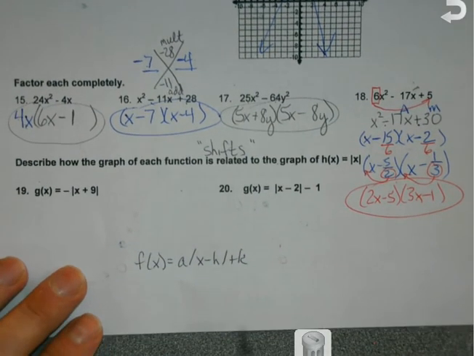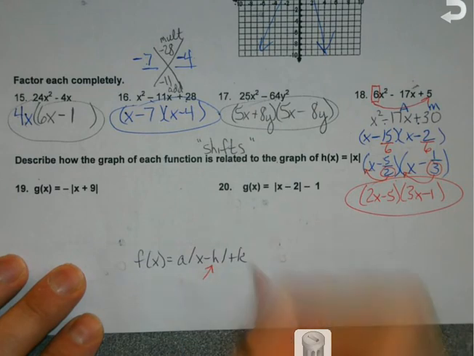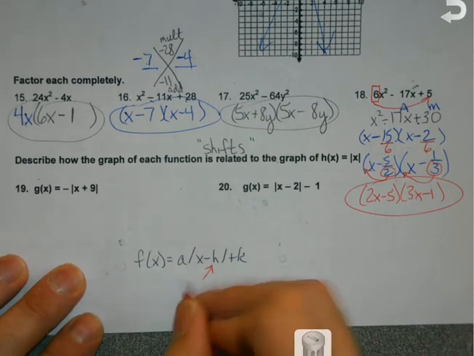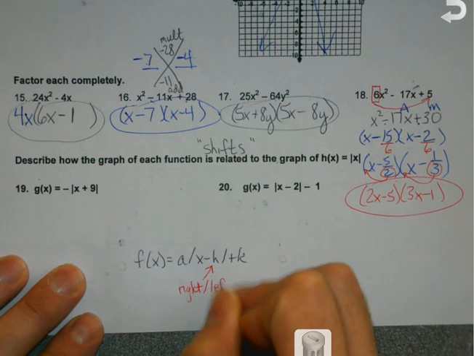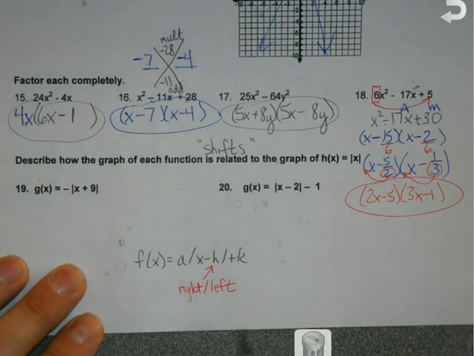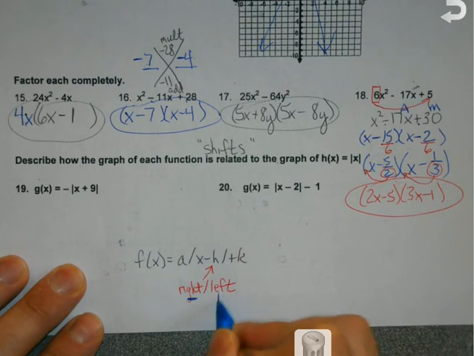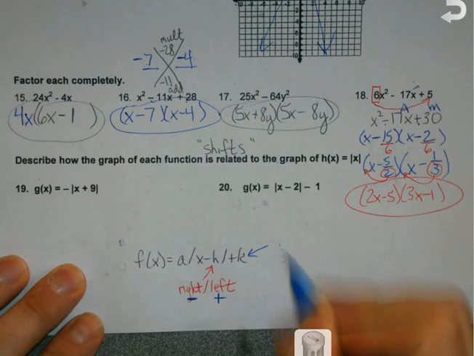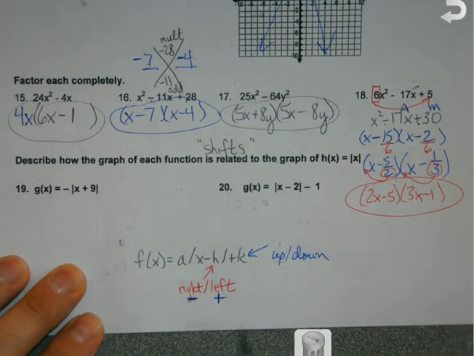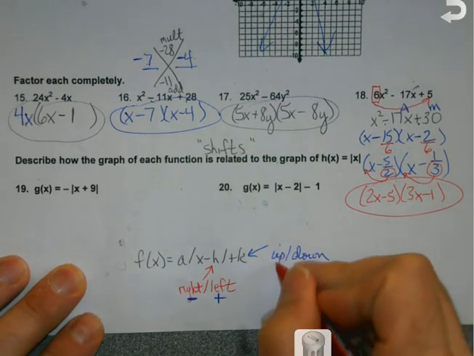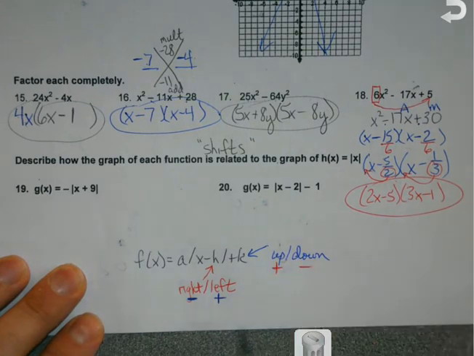Here's what everything tells you. This number in the absolute value tells me whether I'm moving right or left. But again, it's the opposite of what you think. Right is negative, left is positive. And then for my k, that tells me up or down. It's like my y. But those get to be what you'd think. Up is plus and down is minus.